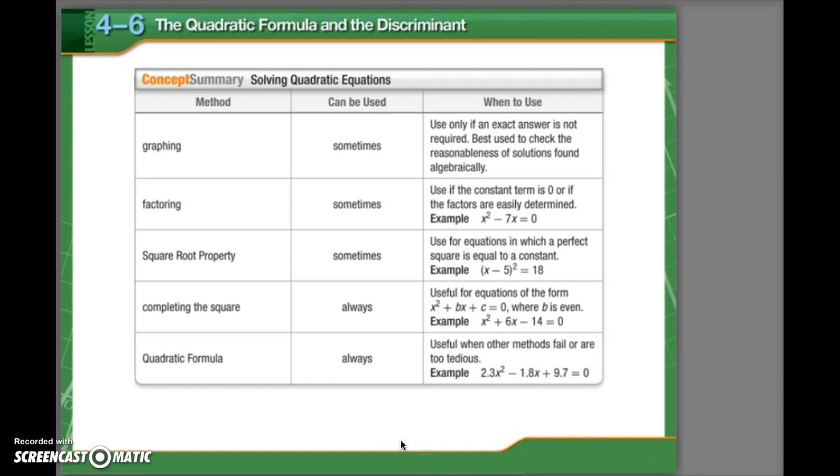Okay, just a concept summary page. When you want to solve a quadratic equation, there's lots of different methods we've learned so far in this unit. First we learned how to graph, then we learned how to factor. We learned about taking the square root of a simple equation, like this one over here. We learned how to complete the square, and then we just learned the quadratic formula. So here's when you can use them, and here's when you should use them.